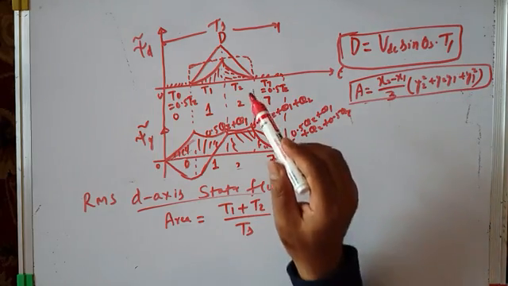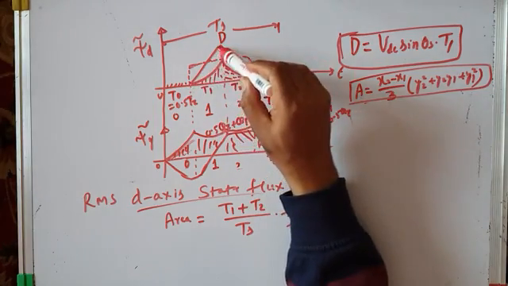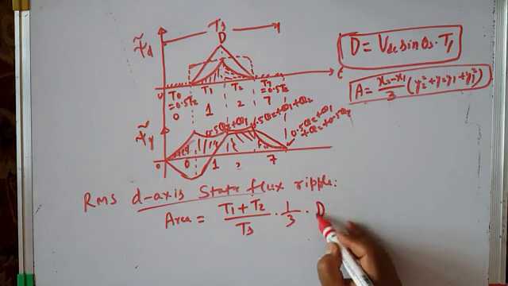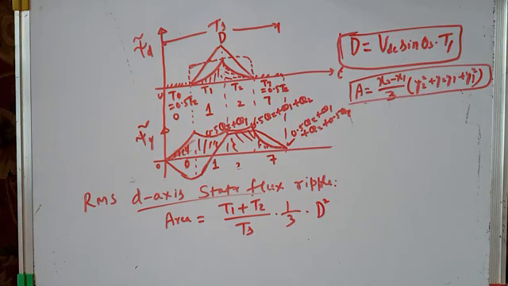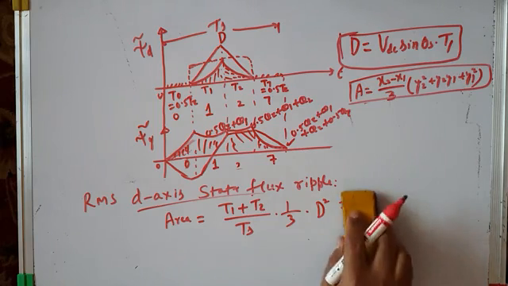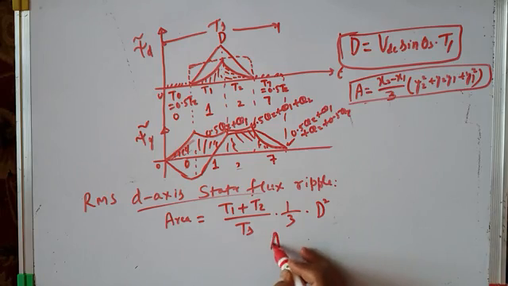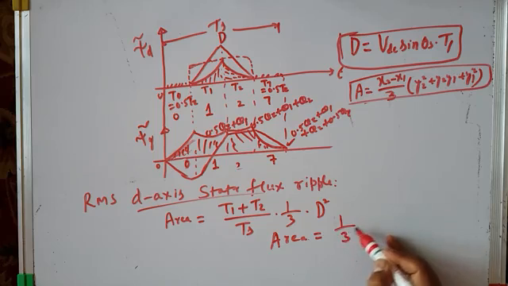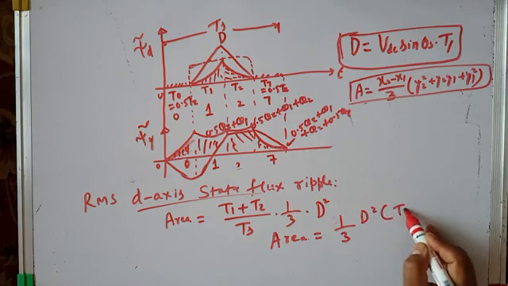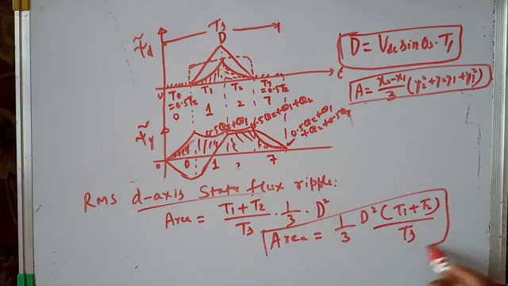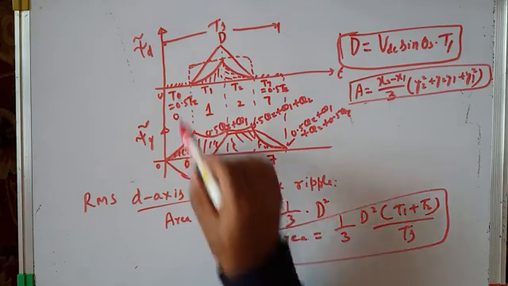I have only one length here. Length of this line or length of this line is d. So it is simply d square, nothing else. Therefore I can write area is equal to 1 by 3, then d square into (T1 plus T2) by Ts. I can write it like this also. So this gives me the RMS d-axis stator flux ripple.